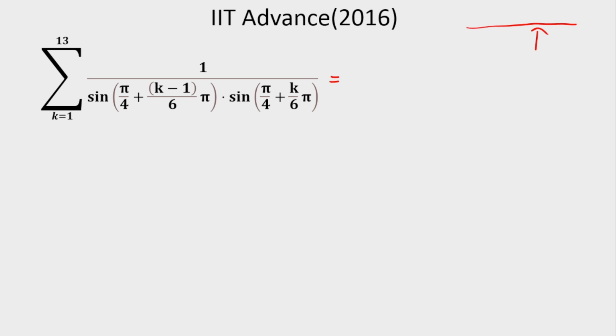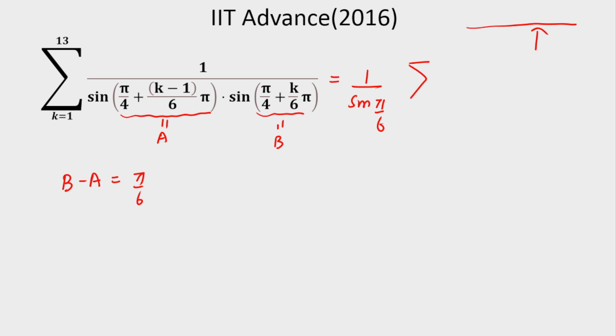Now whenever you have two sine functions in the denominator, you just multiply and divide by sine of the difference of angle. So let's say the first angle is angle A and the second angle is angle B. If you calculate the difference B minus A, pi by 4 will cancel out, K pi by 6 will cancel out, remaining is pi by 6. So I'm going to multiply and divide by sine pi by 6.